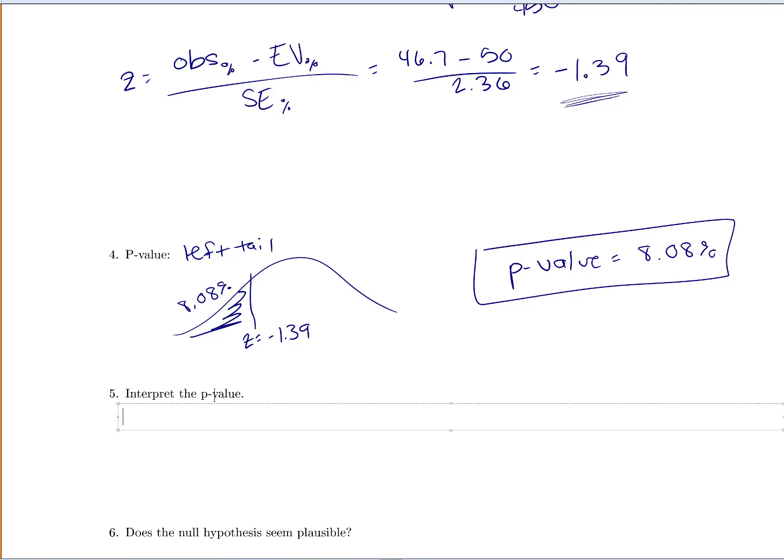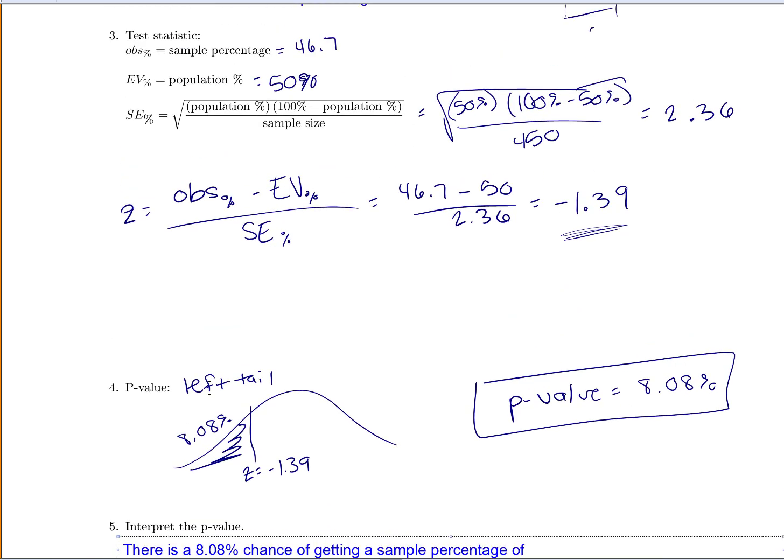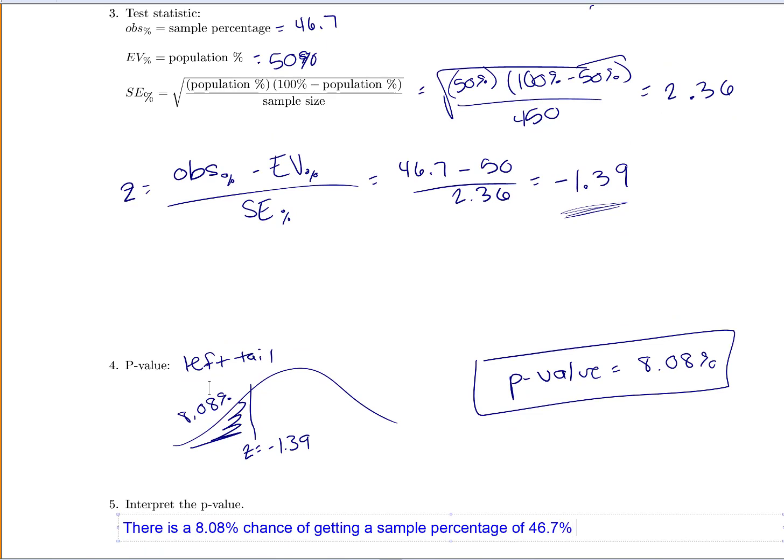Let's interpret that then. Remember, it's the chance of seeing our sample data, what we got, if the null is true. So there is an 8.08% chance of getting a sample percentage of, what did we get? We got 46.7% or less, because it's technically something more extreme, since you shade all the way in the tail, if the null is true. So in our case, if the population percentage really is 50%, we only have an 8% chance of getting our sample percentage.